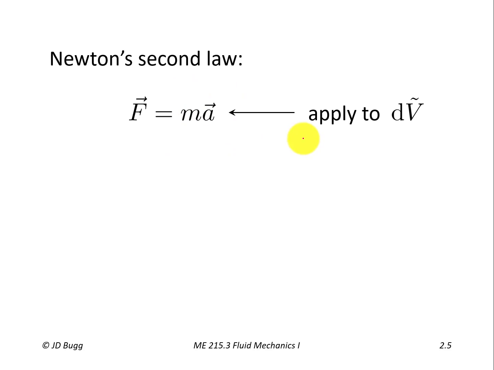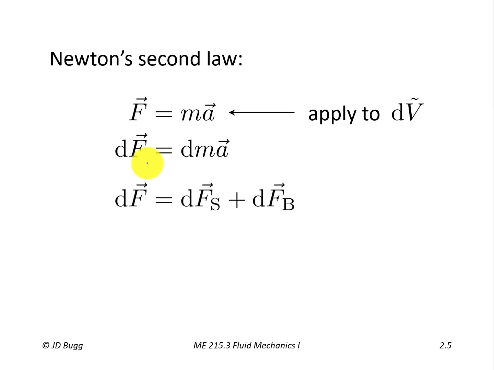Now, because we're applying this to a differential volume, a very small volume, we'll actually write this as dF, a very, very small force, is equal to dm, a very, very small mass, times its resulting acceleration. And notice the left-hand side here, we're talking really about a sum of all of the forces acting on that dV. I haven't shown the summation sign here. So we're going to concentrate on the left-hand side of this equation for a little while. We're going to ask ourselves, what are all of the forces that can act on this small element of fluid?